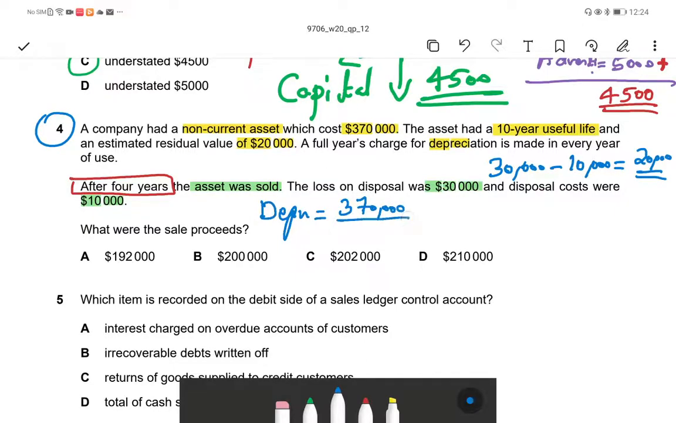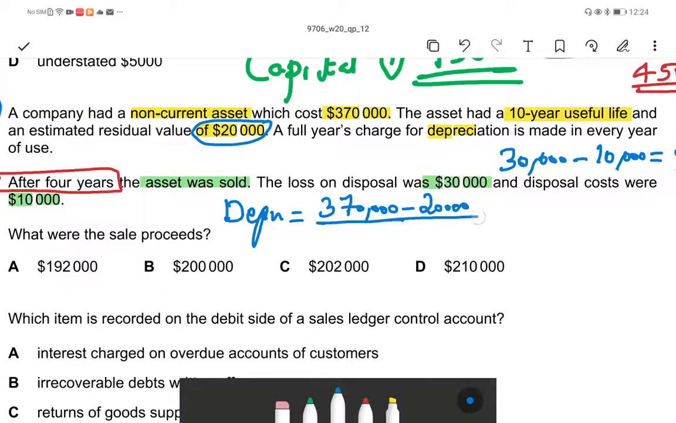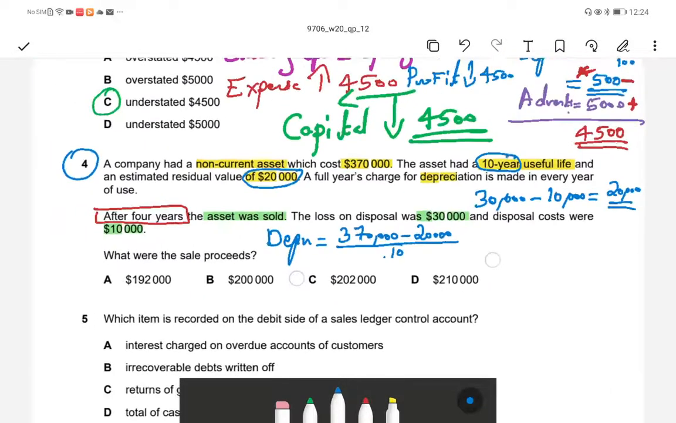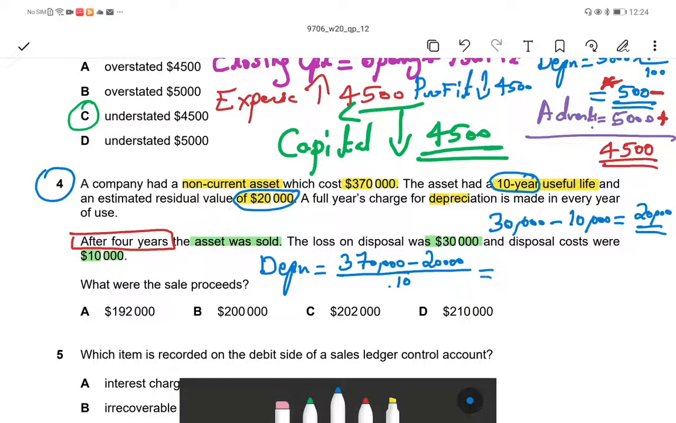Depreciation is equal to 3,70,000 minus the residual value of 20,000, divided by the 10 years of useful life. So 1 year's depreciation is 35,000. How much will the 4 years' depreciation be? 1,40,000 is the 4 years' depreciation.